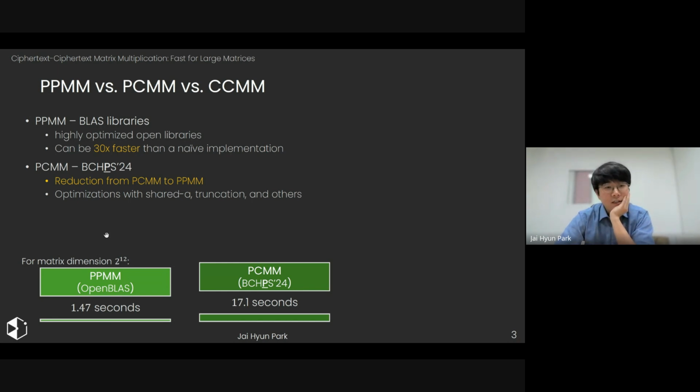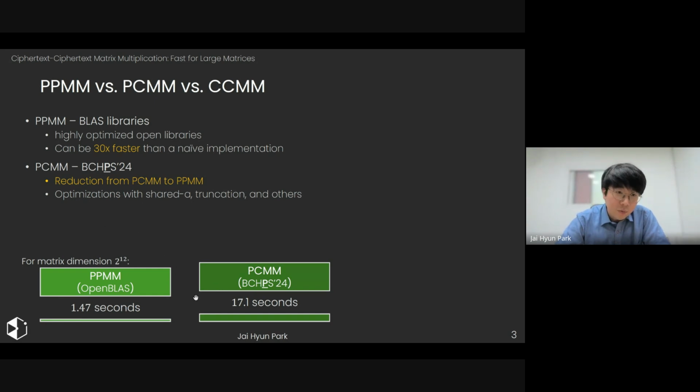In the case of PCMM, previously people thought that it was slow, but last year at Crypto, myself and my group presented a work on PCMM. In that work, we made an algorithmic reduction from PCMM to PPMM, and we made a huge improvement.